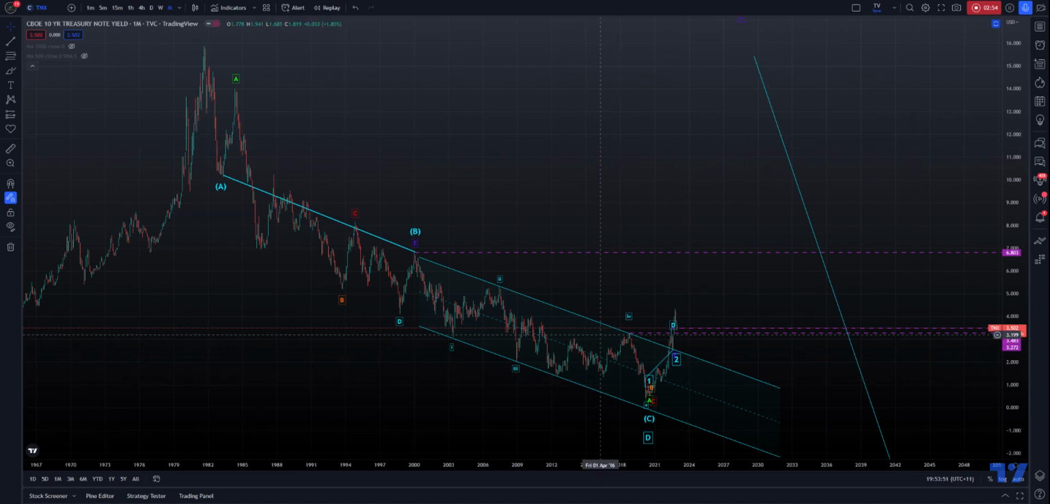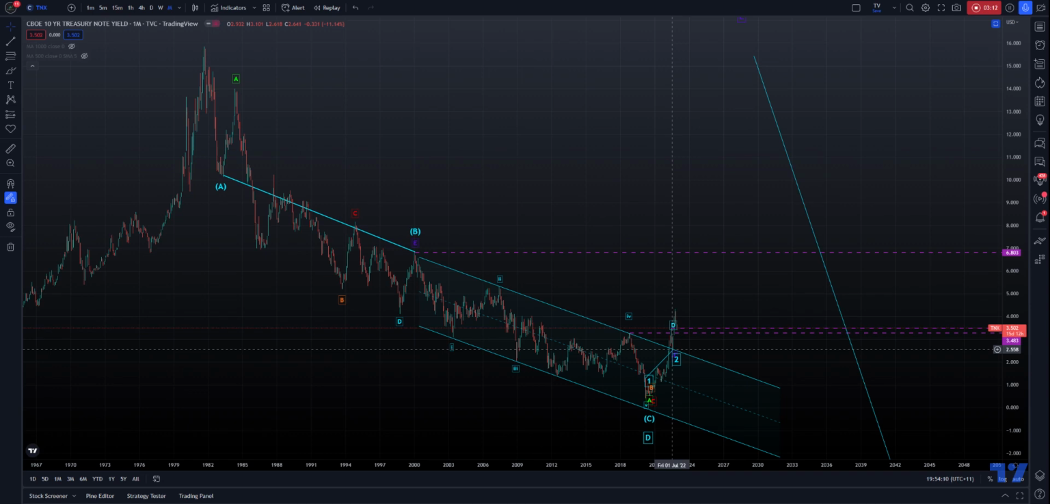And you can see that once we broke the previous lower high, it came back and retested that trend line at that point, which was in August this year.